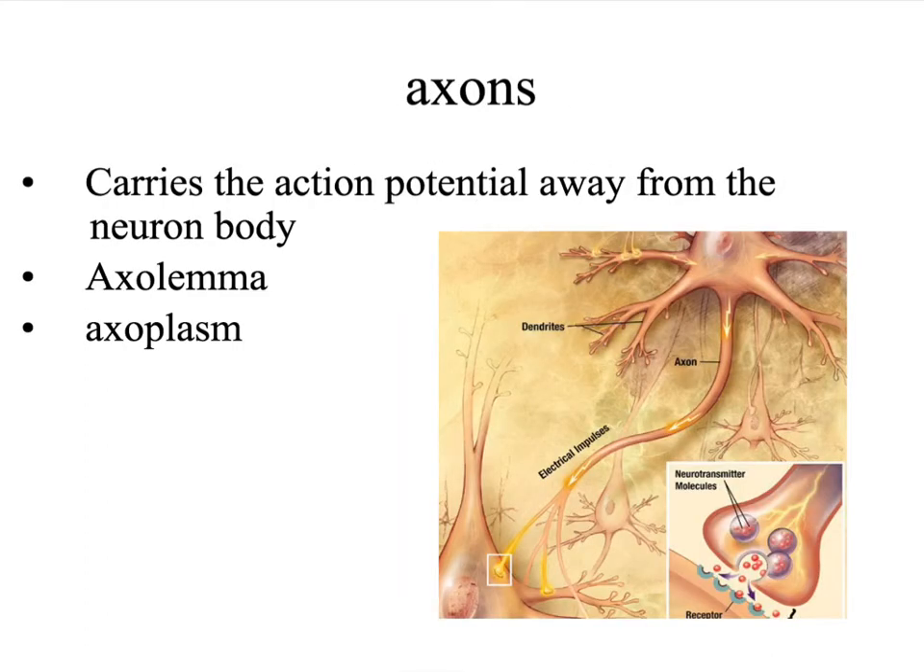Axons, again, these will be carrying the information, which is going to be carried by the action potential. We discussed that when we talked about muscles. This is going to be carrying information away from the cell body to transmit it to another neuron or a muscle cell or a gland. You'll see some different terminology in your reading. They refer to the cell membrane around the axon as an axolemma, and they refer to the cytoplasm as the axoplasm.